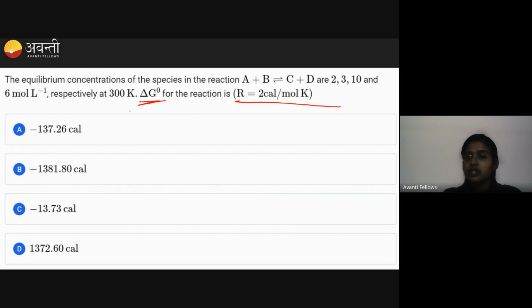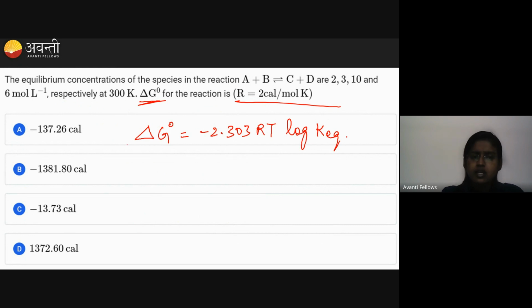Which equation will you use? The last formula which we have discussed now has to be used. So delta G naught is equal to minus 2.303 RT log of K. So this is the formula. Just substitute minus 2.303 RT log of KEQ. What is KEQ? It is an equilibrium constant.